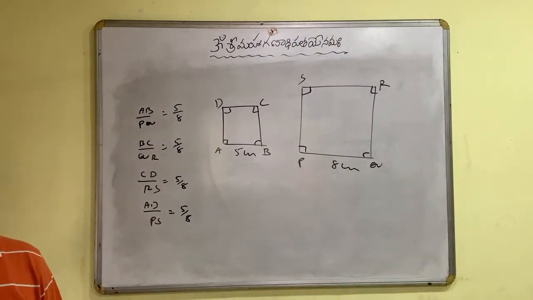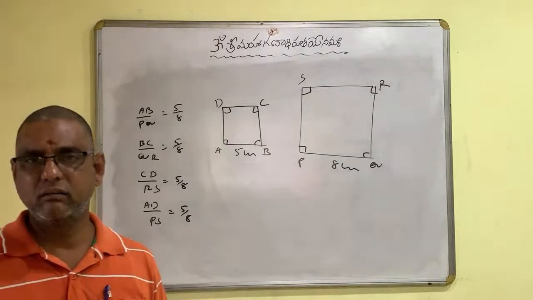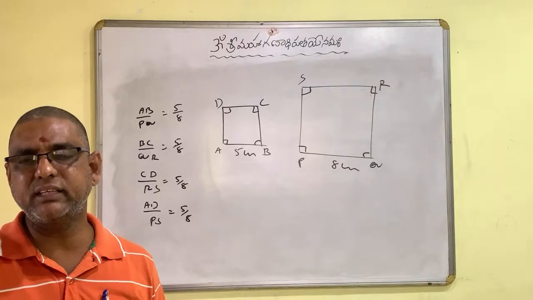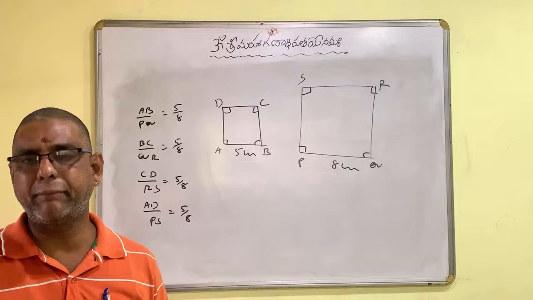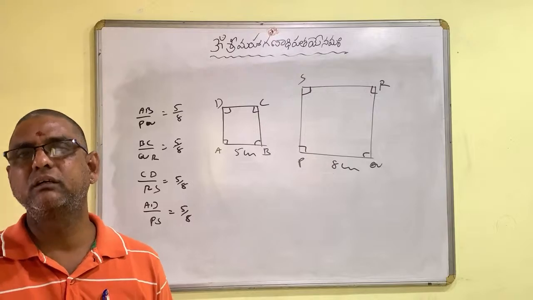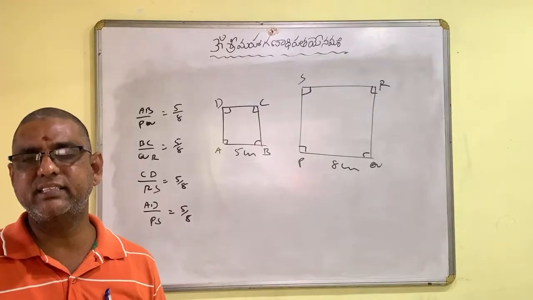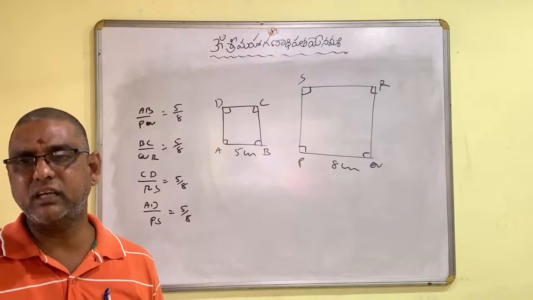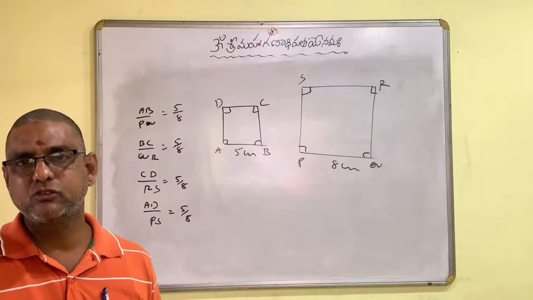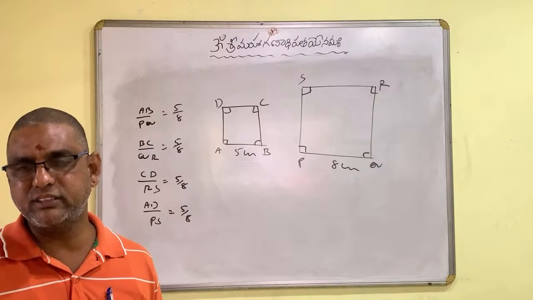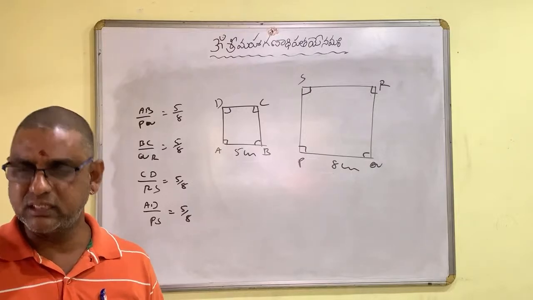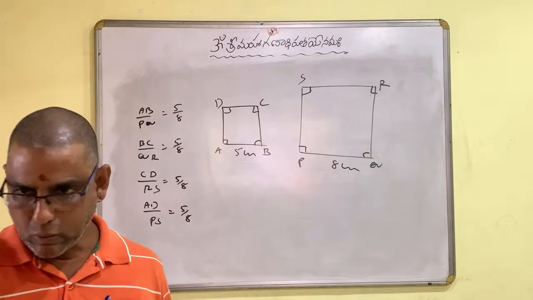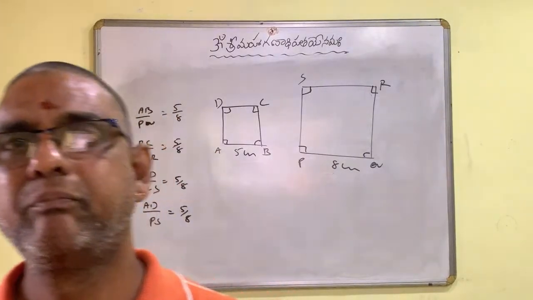Okay. Because in a square, if one side is 5, the remaining sides are also 5. If one side is 8 centimeters, in the big square PQRS, its side is 8 centimeters, so the remaining sides are also 8 centimeters. So all the corresponding sides ratios are equal, and both the squares have same angles and they have same shape. Okay na?